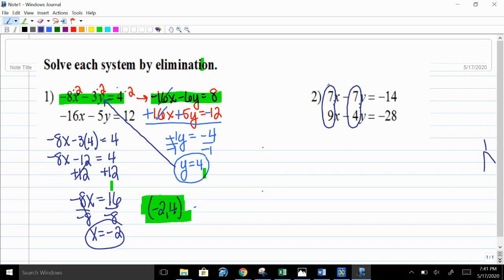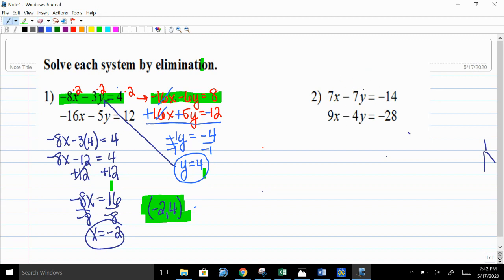The 9 and the 7, you can turn into a 63 because 9 times 7 is 63. The 7 and the 4, you can turn into a 28 because 7 times 4 is 28. You can go either way you want. Doesn't matter. I'm going to turn the 7y and the 4y into 28y's just because that's a smaller number, and it's going to be a little more manageable to work with. So erase that, clear my slate.